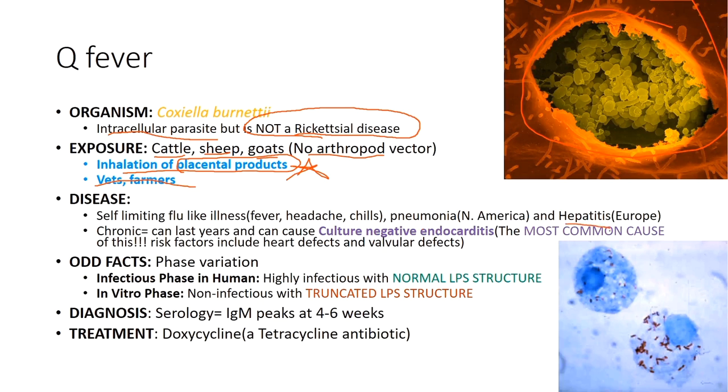I don't know why that is, but sure, just straight up memorize that one. So for the chronic stage, it can last for years, and it can actually infect your heart and cause culture negative endocarditis. If you remember back to endocarditis, we had culture positive, which is like staph in patients that have a history of IV drug use or something like that, or patients that have heart disease, like rheumatic heart disease, or they're really old and they had replacements of valves.